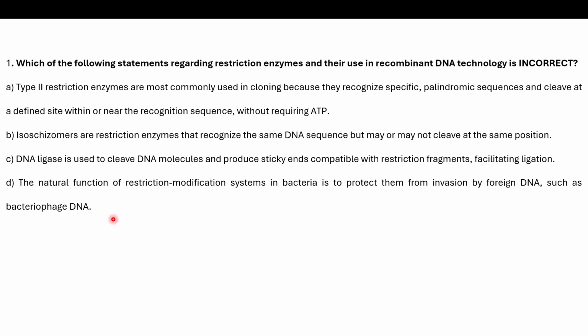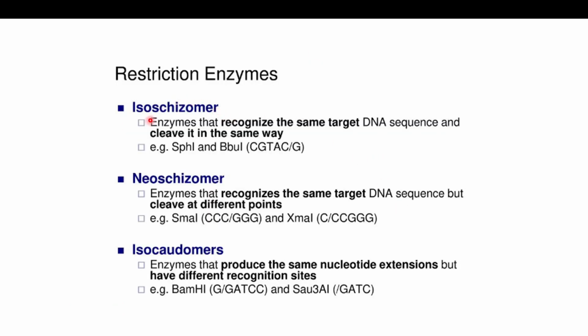So out of all these options, which is the incorrect one? Option C: DNA ligase is actually used to ligate or join the cleaved DNA fragments. So this option is incorrect, and the correct answer will be option C. A few things: isoschizomers are enzymes that recognize the same target sequence and cleave it in the same way, for example SphI and BbrPI. Then there are neoschizomers, which are enzymes that recognize the same target sequence but cleave at different points.